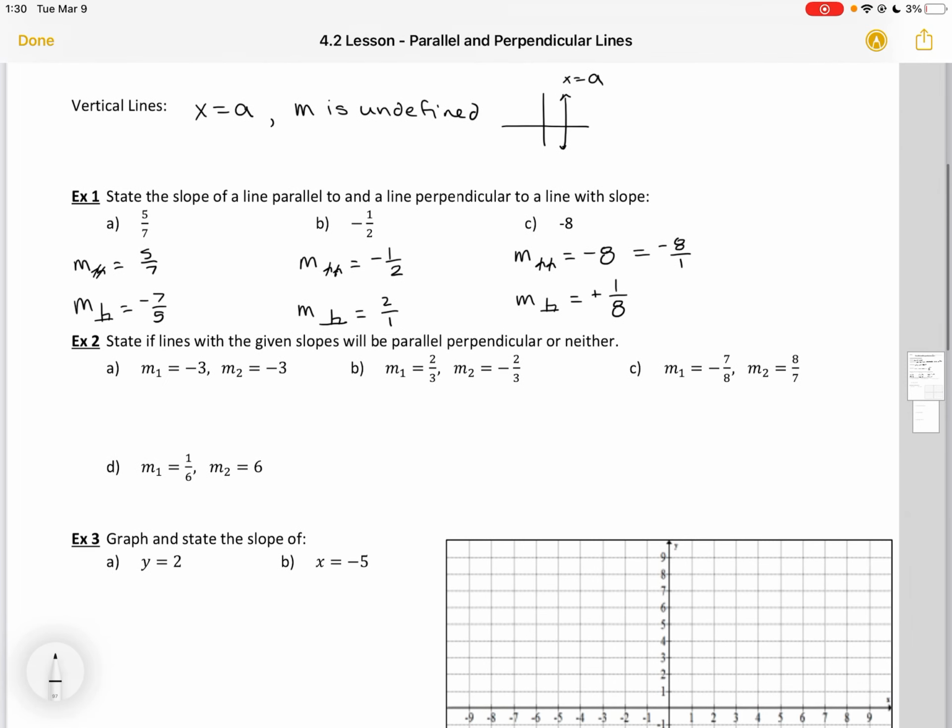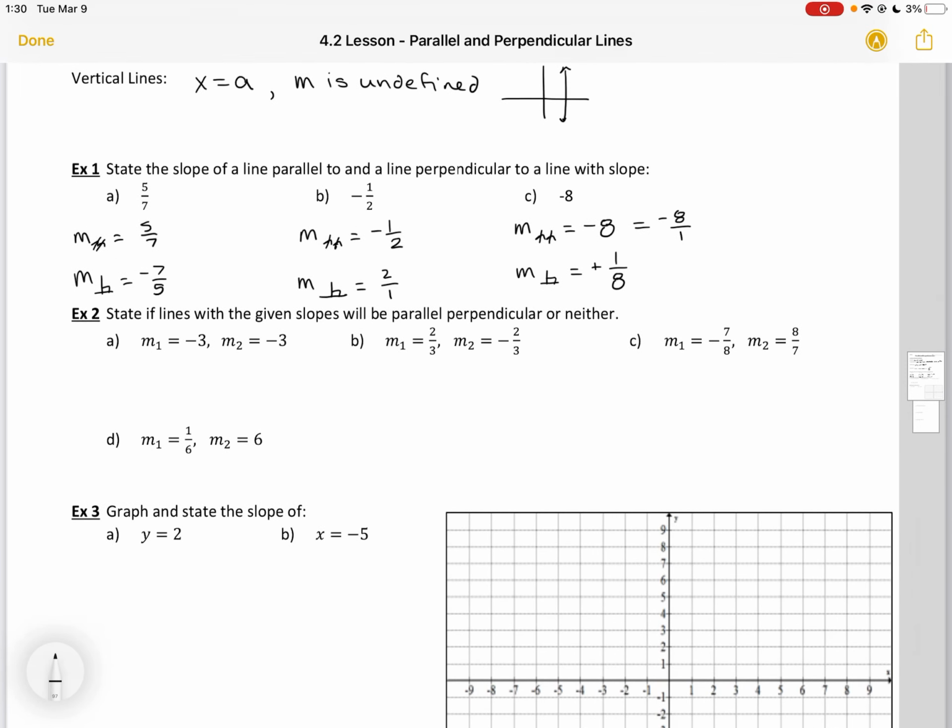Example 2, we're going to state if the lines with the given slopes are parallel, perpendicular, or neither. In example A, my slopes are identical, so these lines are parallel. In example B, I've got positive 2/3 and negative 2/3. They are not identical, and they're not negative reciprocals, so these lines would be neither. C, I have -7/8 and positive 8/7. These are negative reciprocals, so these lines would be perpendicular. Example D, I have 1/6 and 6, which is the reciprocal, but it's not negative, so these would be neither.